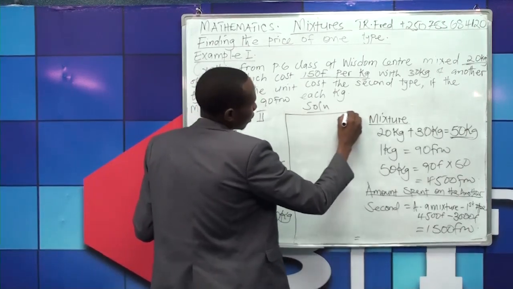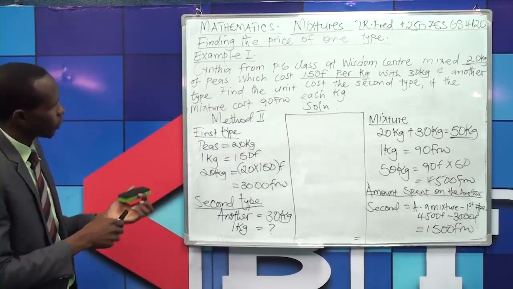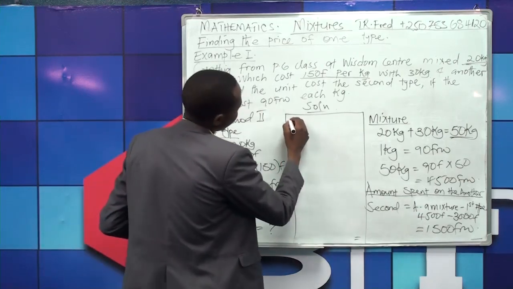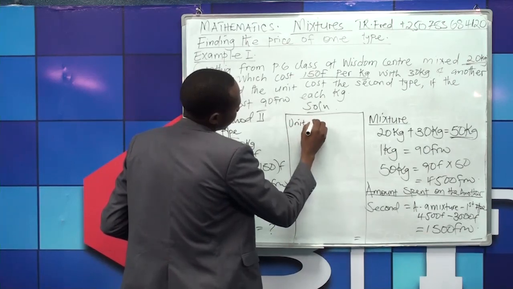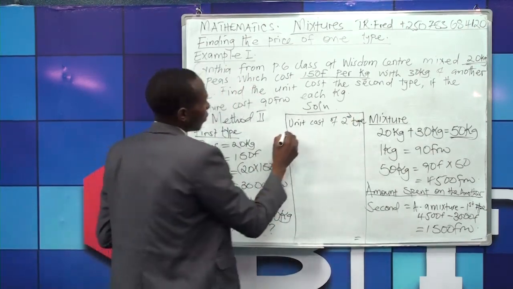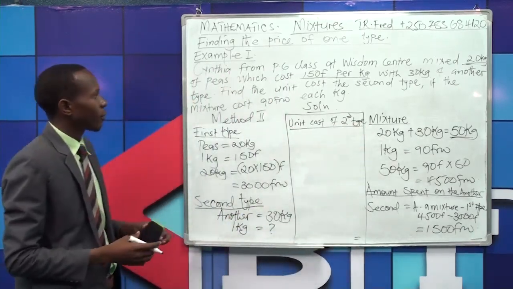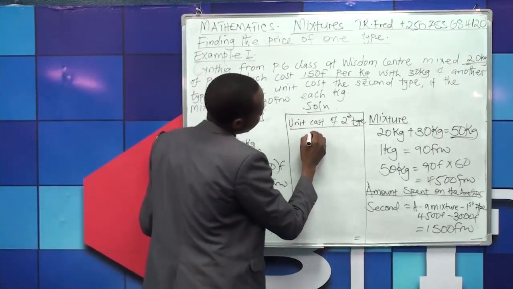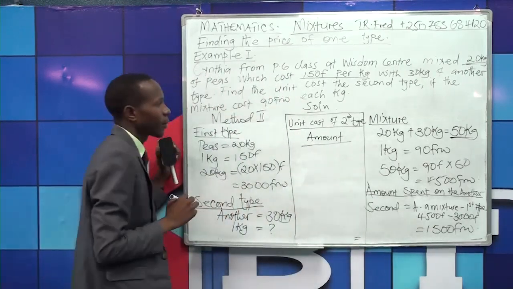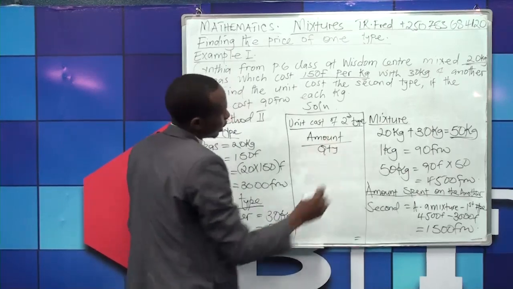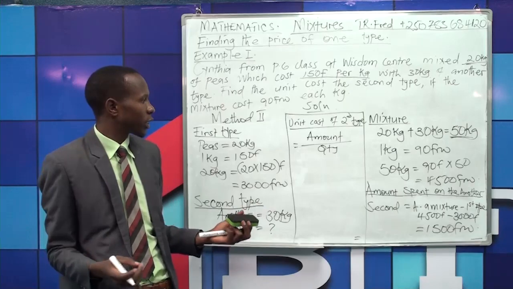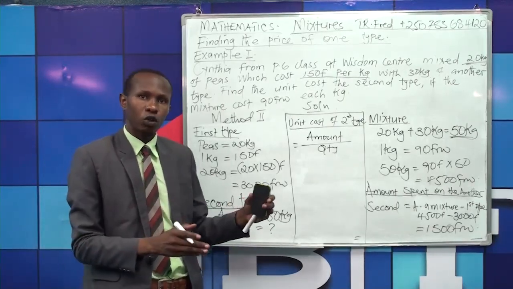So from there, we shall come out to find out the unit cost of the second type. Unit cost of the second type is what we need to find out. For us to find out the unit cost of the second type, we shall have amount spent on that type divided by quantity, like I've just explained earlier. We shall have amount divided by quantity. When we get the amount and we divide by the quantity, we shall come out with the unit price or the amount that was spent on 1 kilogram.